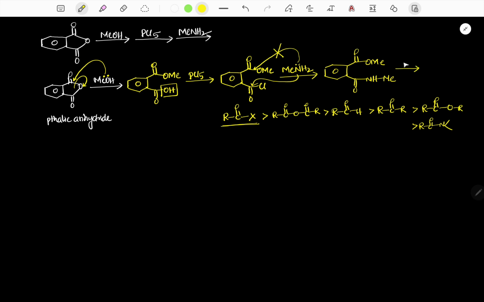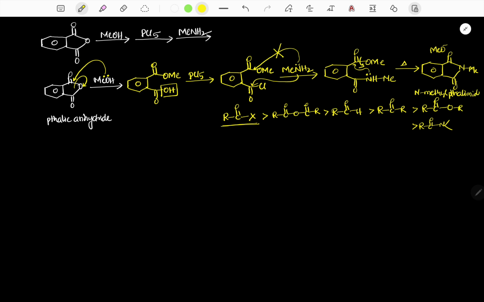and this compound on heating, the N lone pair attacks and the leaving group will leave. So finally it gives the corresponding product like this, and the leaving group is MeO minus. So this product is N-methyl phthalimide.